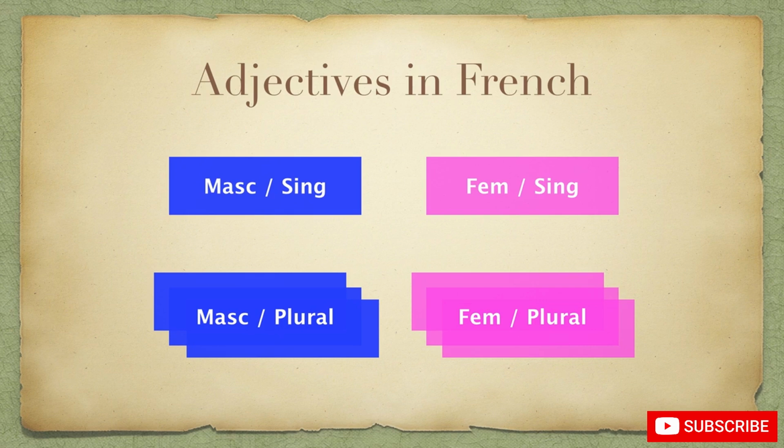So for example, if I'm talking about a dog, le chien, because chien is masculine and there's just one dog, I would be using the masculine singular form of the adjective. If there's more than one dog, then I would be using the masculine plural form of the adjective for les chiens. The same thing goes if I was to talk about a table, la table, which is feminine. But I'll get into that later.